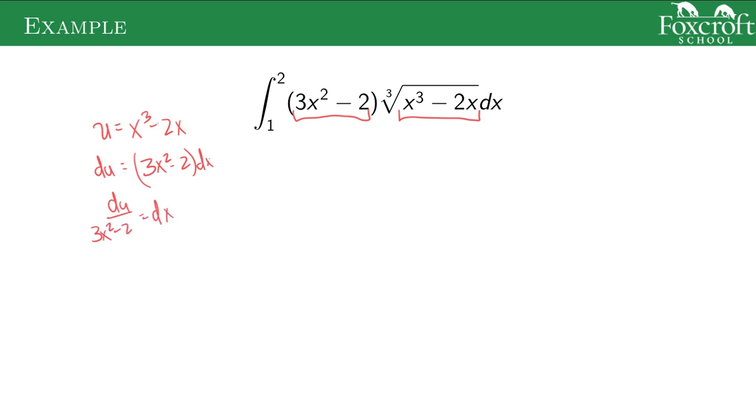So now we get the expression. Actually, I'm going to have to explain something to you in a second. So we have 3x squared minus 2, cube root of u, and then du over 3x squared minus 2. And this one's one of the lucky ones because we get this whole thing to cancel out, and our problem becomes the cube root of u du.